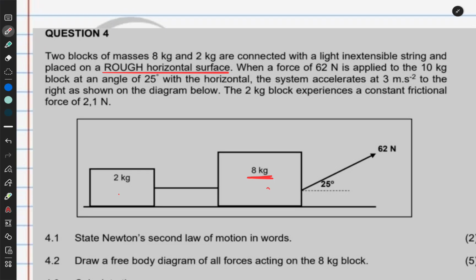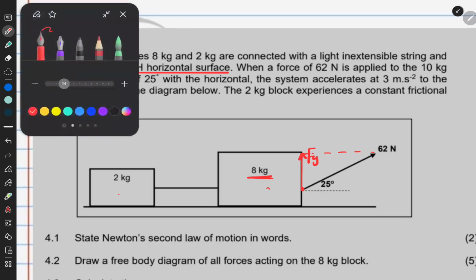Now, this force that is being applied on the 8 kilogram block is at an angle of 25 degrees. What that means is this force will definitely have its x and y components. So from here, what will happen is you will get Fy, which is the y component of this 62 Newton force. I usually like to limit it to just here. So you'll have Fy going all the way until up there, and then you'll have Fx.